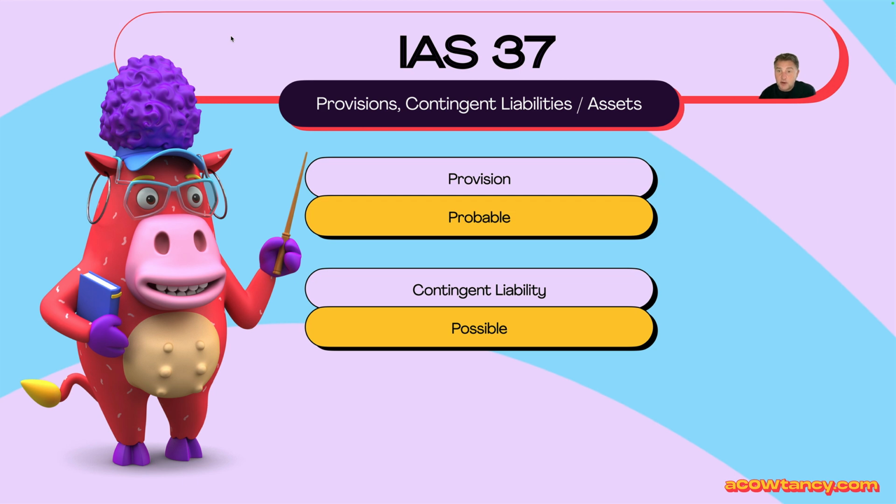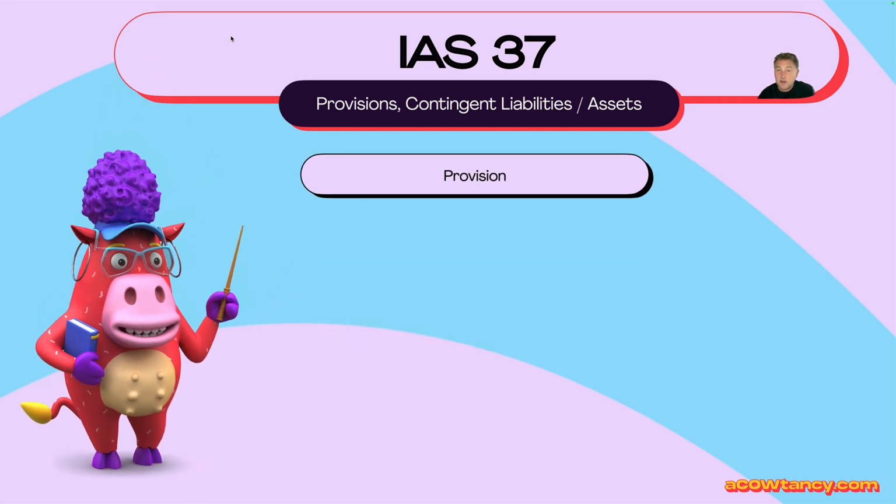So if it's probable that we're going to have to pay something, it's a provision: debit expense, credit liability. If it's only possible we're going to have to pay something, it's a contingent liability. And what you do with the contingent liability is you don't bring it into the accounts, you just disclose it.